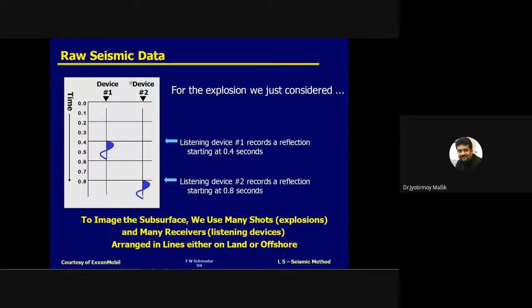So now the seismic data. With this simple experiment that we have done, I'm now looking at the seismic data. I'm looking at device 1, the first receiver, and then the second receiver. In the x-axis, I have plotted the distance. At 0 point will be my source, then maybe at 500 meter I have device 1, and maybe at 1500 meter I have device 2. This is the distance from the source.